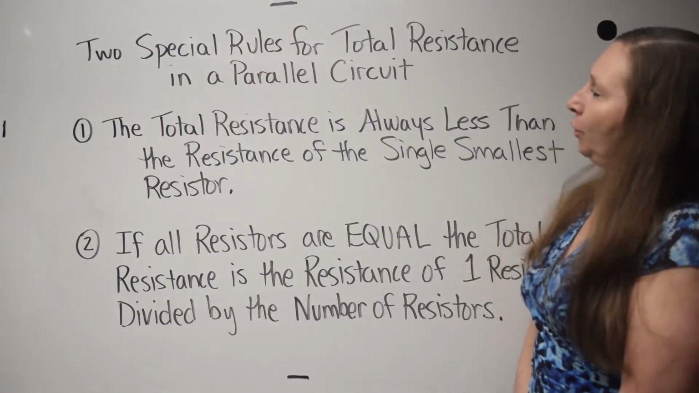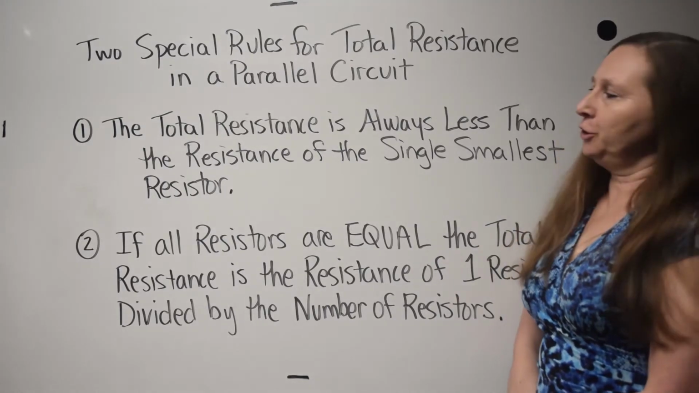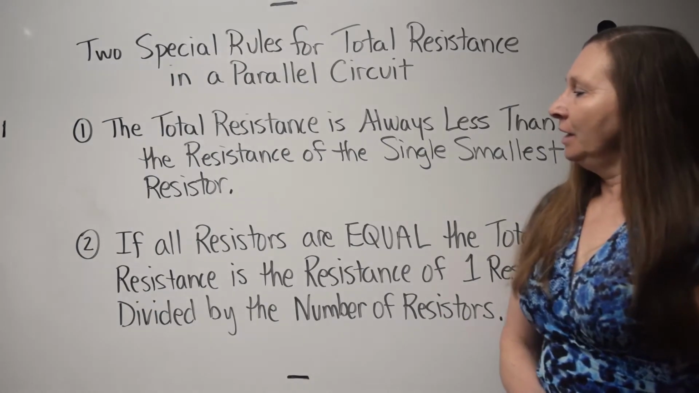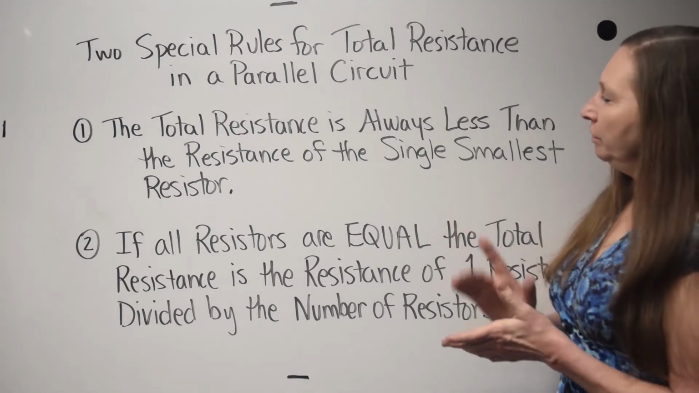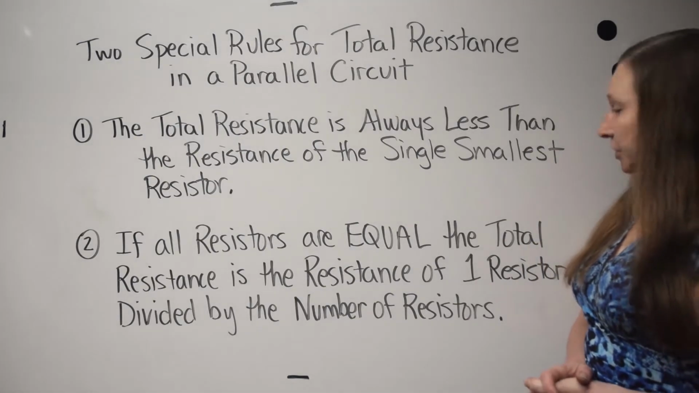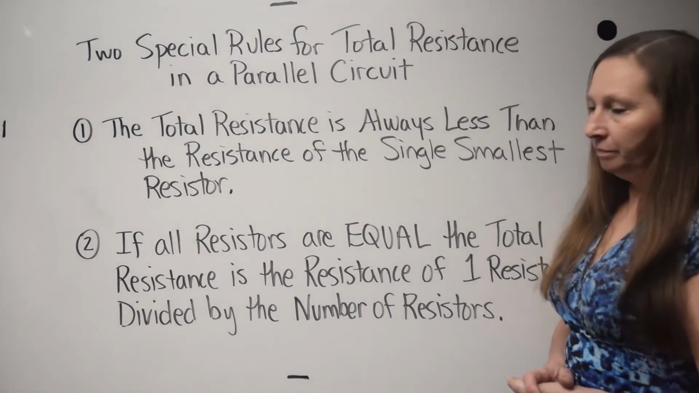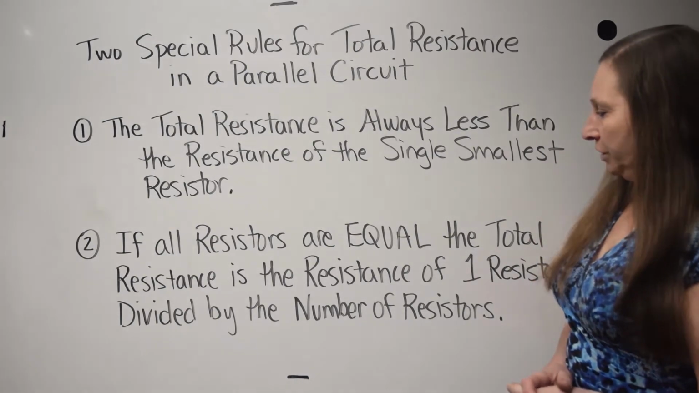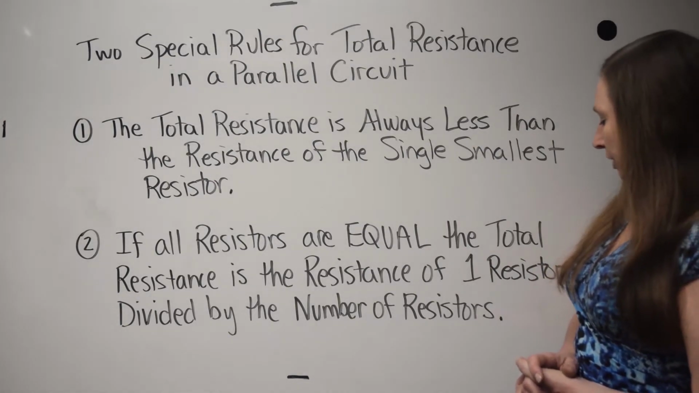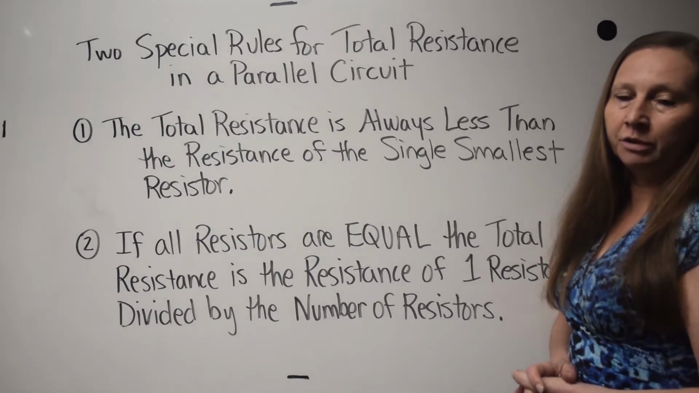You'll like these two shortcuts, two special rules for total resistance in a parallel circuit. Now remember, these rules only work for parallel circuits. Rule number 1, the total resistance is always less than the resistance of the single smallest resistor. And rule number 2, if all of the resistors are equal, then the total resistance is the resistance of one resistor divided by the number of resistors.